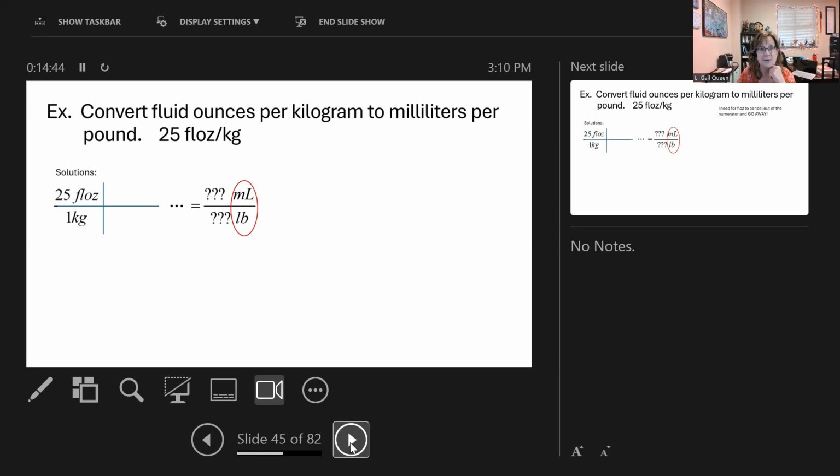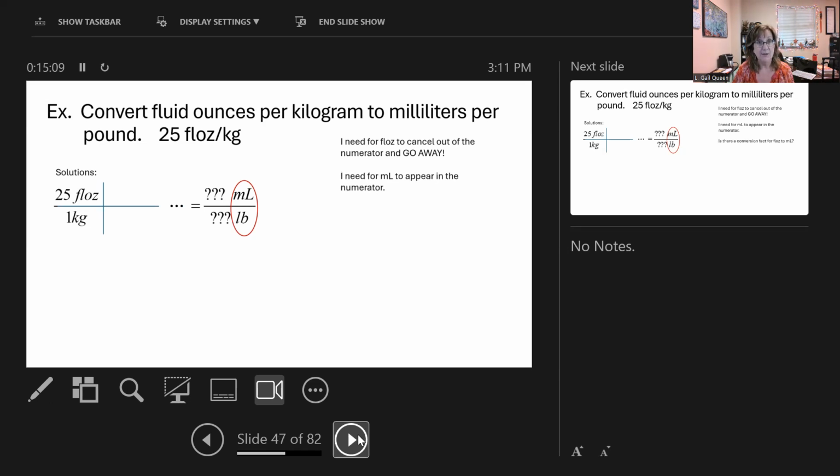Okay, in order to get there, let's kind of think through how we need to get there. All right, so the first thing I notice is that for my final answer, I want milliliters in the numerator. So I need to get rid of the fluid ounces in the numerator. I don't want fluid ounces, so those units of fluid ounces need to go away from the numerator.